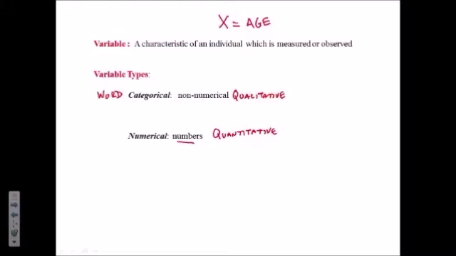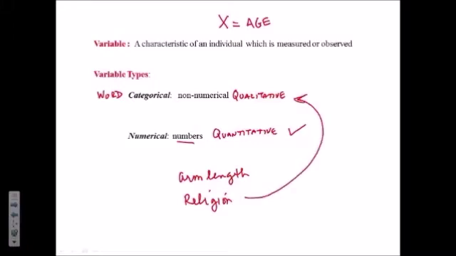So if a person is asked for their arm length, arm length would be a number, so that would be quantitative variable type. If we ask a person for their religion, the name of their religion, that would be a word like Protestant. That would be qualitative, non-numerical, or categorical, because the answer would be a word.